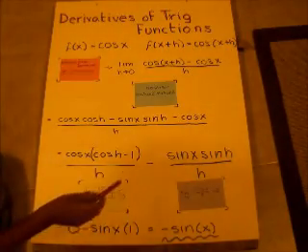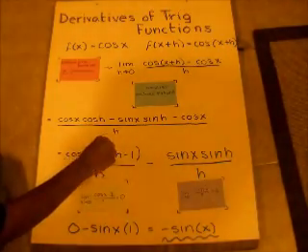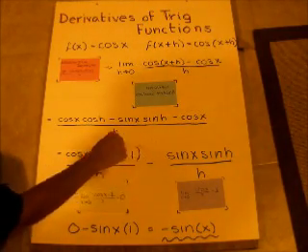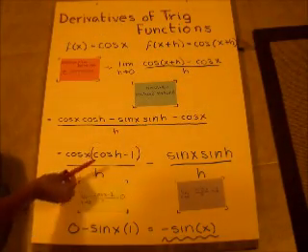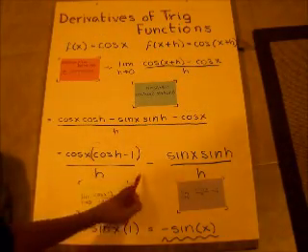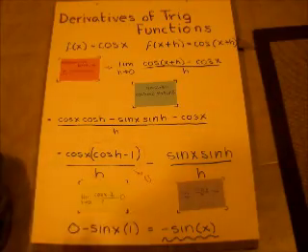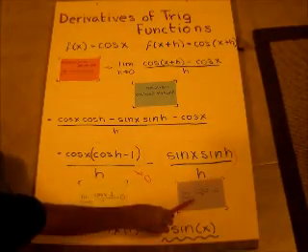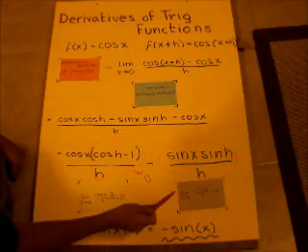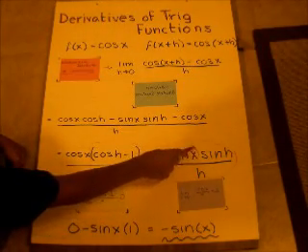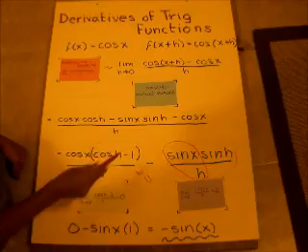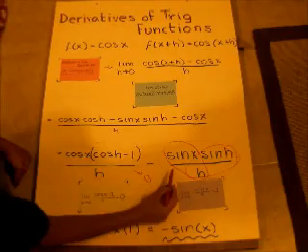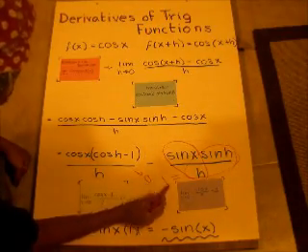because this right here, you see how it kind of looks like that? That's going to equal 0. And then this over here looks like that. That right there is going to equal 1.